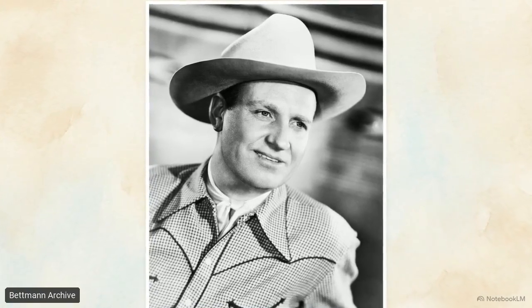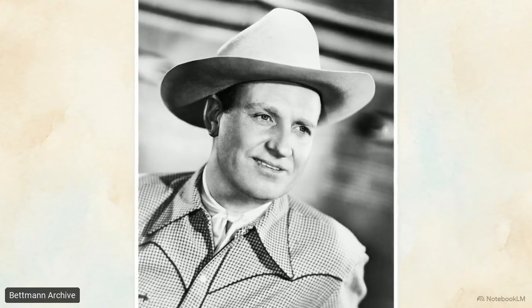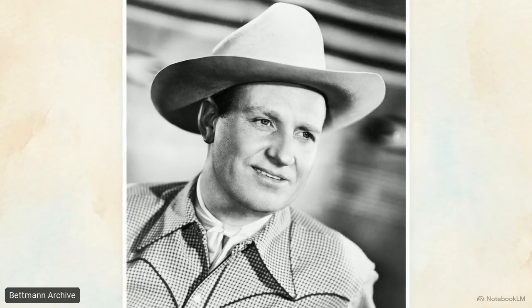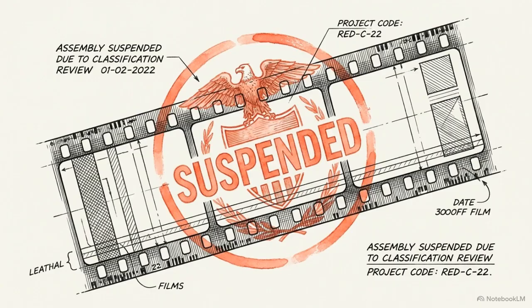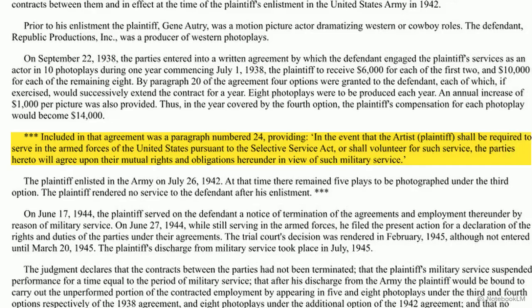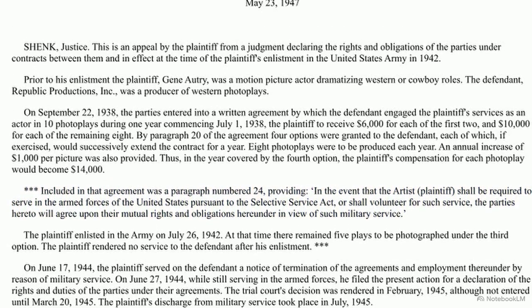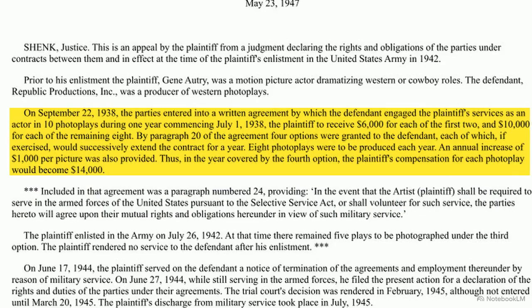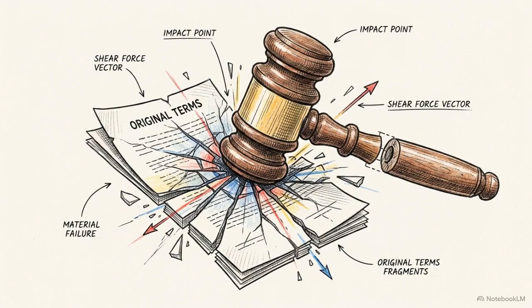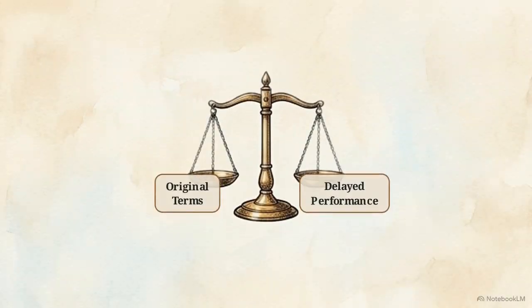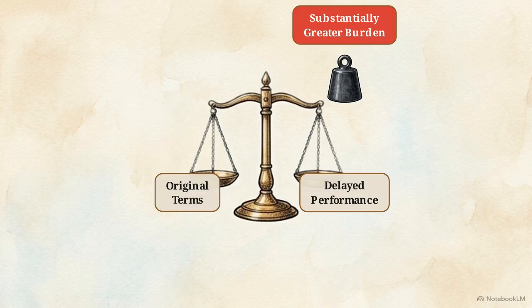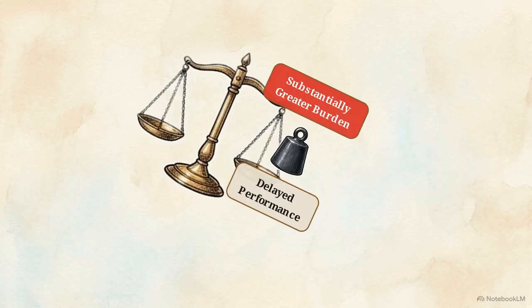Impossibility is not always permanent. In 1942, cowboy actor Gene Autry was drafted into the United States Army during World War II, creating a temporary impossibility that suspended his multi-year movie contract. After the war, the studio relied on a military service clause in the contract, arguing that Autry was required to finish his unfilmed movies under the original, pre-war financial terms. The California Supreme Court disagreed, establishing the modern metric for temporary impossibility. A temporary delay operates as a permanent discharge of duty if performing those delayed obligations would impose a substantially greater economic and physical burden on the promisor than originally contemplated.